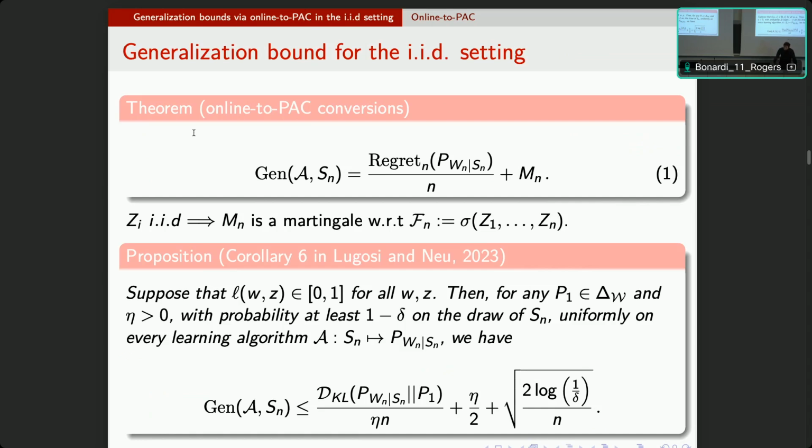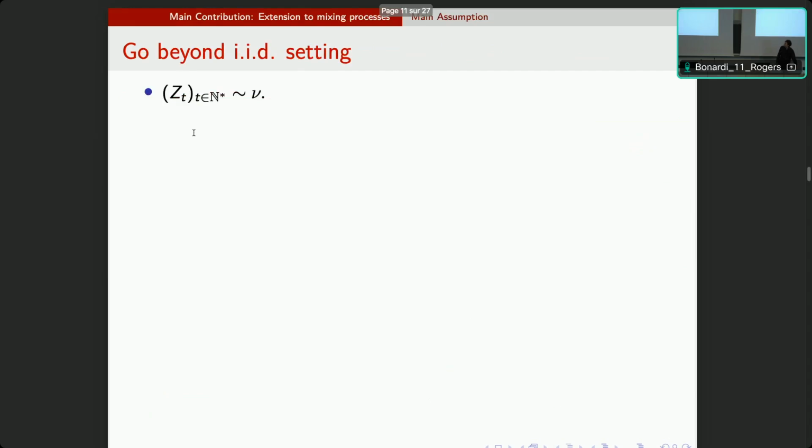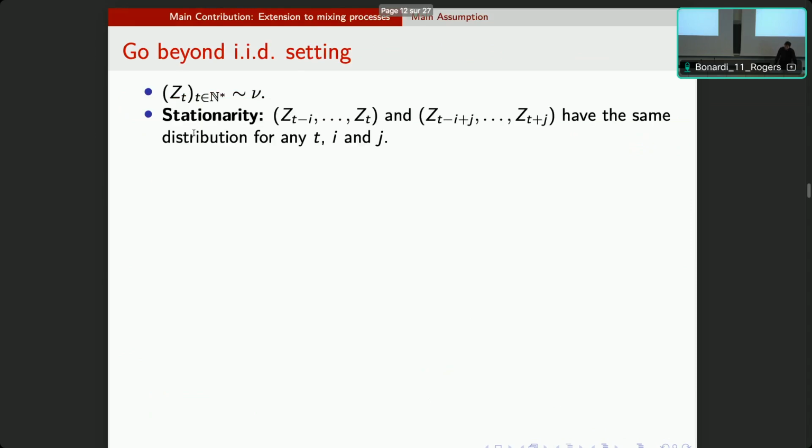Okay, so the question now is, how can we go beyond this IID setting? Can we exploit some structure if we make some assumptions? So now let's consider that the Z_t are drawn from a stochastic process, like there is a joint distribution nu. I will assume some stationarity to enforce that each point has the same marginal, and so therefore the generalization error is well defined in some sense.